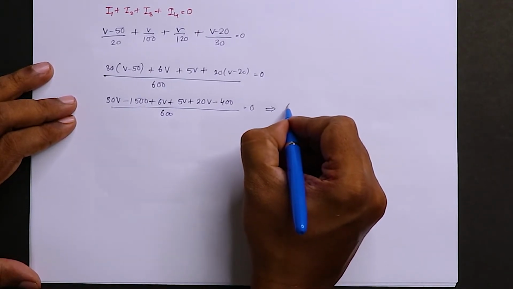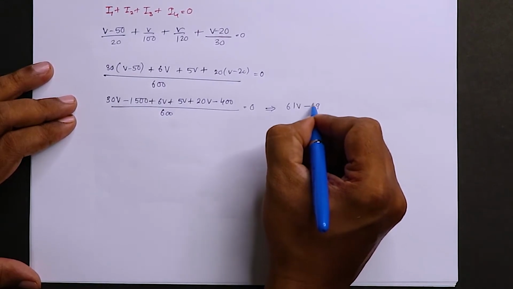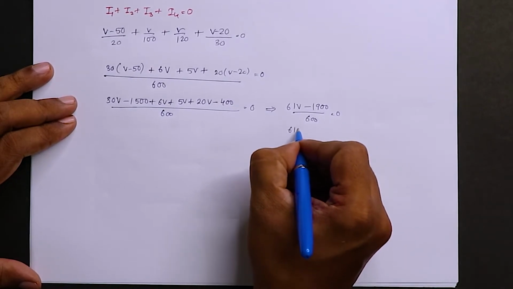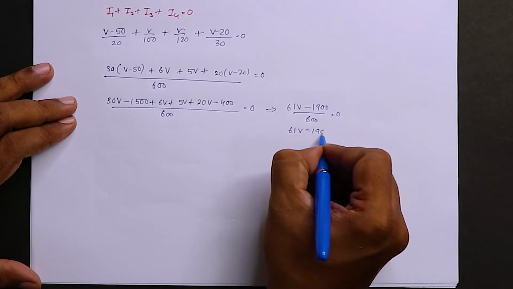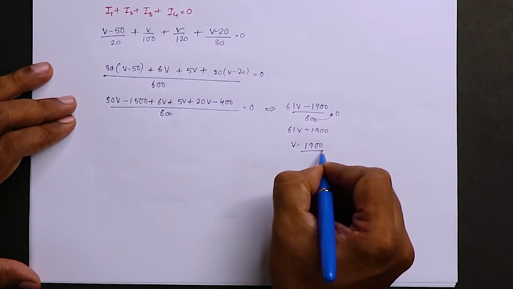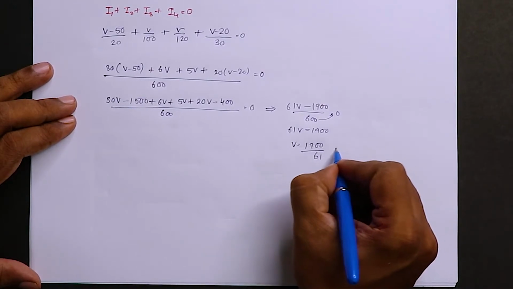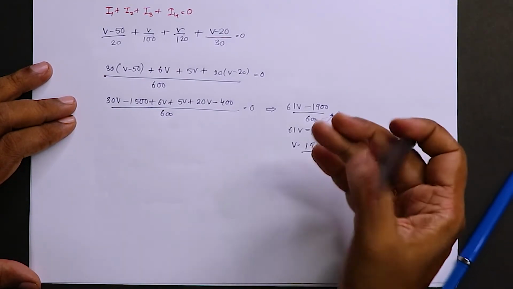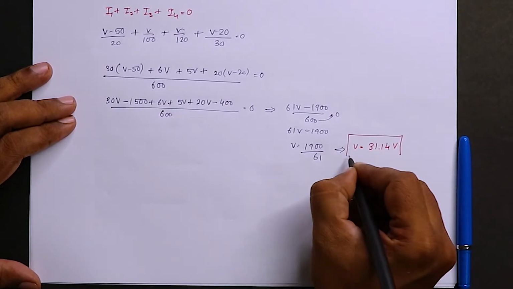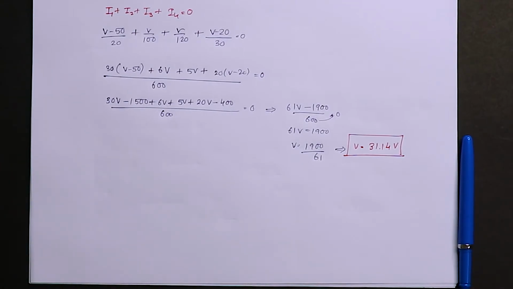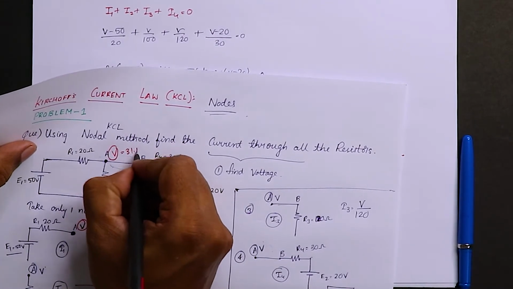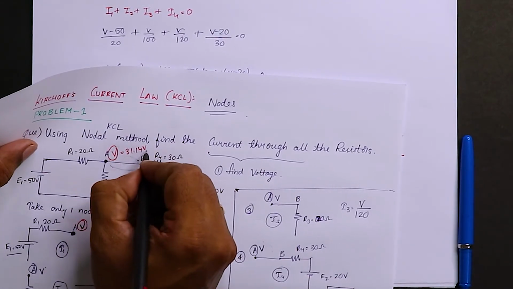So this becomes 61V minus 1900, by 600, is equal to 0. So 61V is equal to 1900, because the 600 goes away, it becomes 0. So V is equal to 1900 by 61, which implies V is equal to 31.14 volts. This is the voltage we got here. So indirectly we can say V is equal to 31.14. The voltage existing here is 31.14.